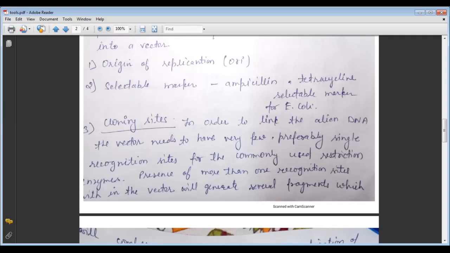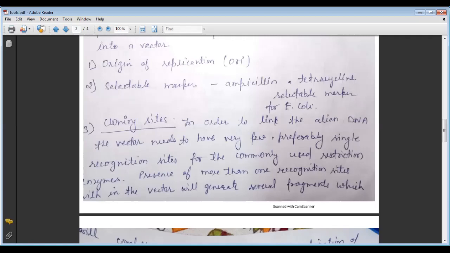So the transformation here is the procedure through which a piece of DNA is introduced into a host bacterium. Clear? Normally, the gene encoding resistance to antibiotics such as these. We know that there are two antibiotics here. First is ampicillin and another antibiotic is called tetracycline. So ampicillin and tetracycline help in the growth of the recombinant DNA.